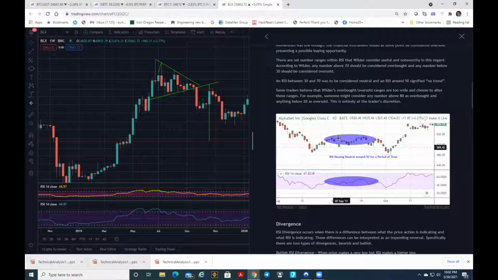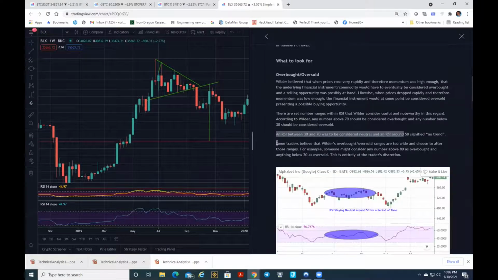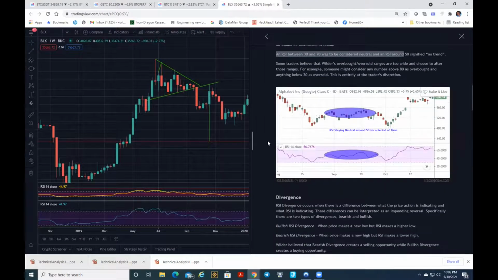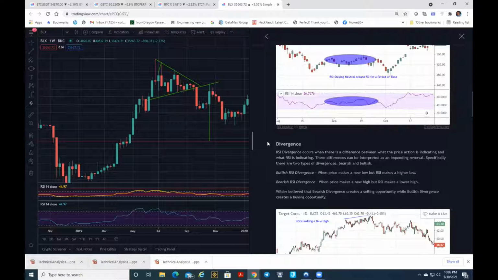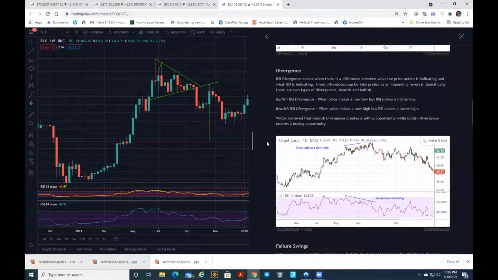So as they explain on here, here's the divergence. So they say some traders believe that Wilder's overbought and oversold range are too wide and choose to alter those ranges. For example, some might consider any number above 80 as overbought and anything below 20 as oversold. This is entirely at the trader's discretion. Hence the 53 and 43, that's my opinion. So I really think that it's true.